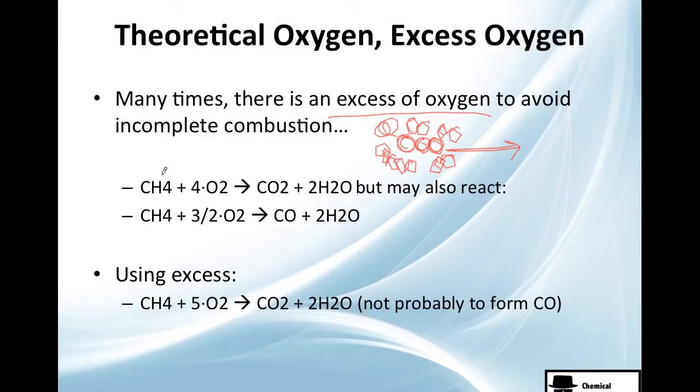So imagine this: we have methane and we have 2 moles of O2, and they will produce 1 mole of CO2 and 2 moles of water. But the problem here is that the methane could also react with 3 halves of O2, which will give you 1 mole of CO. And that's not good, because we can still oxidize more of this, and probably we will have more energy or heat.